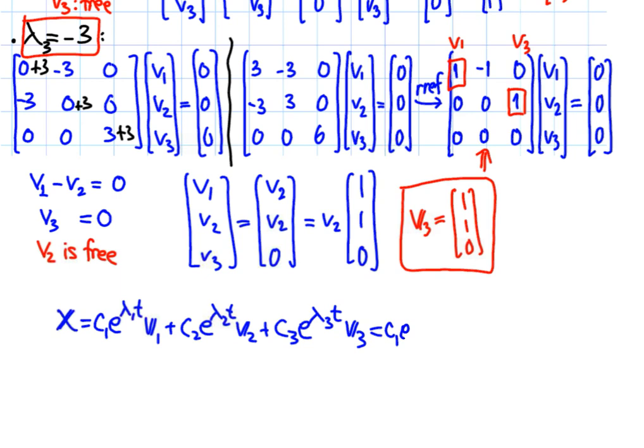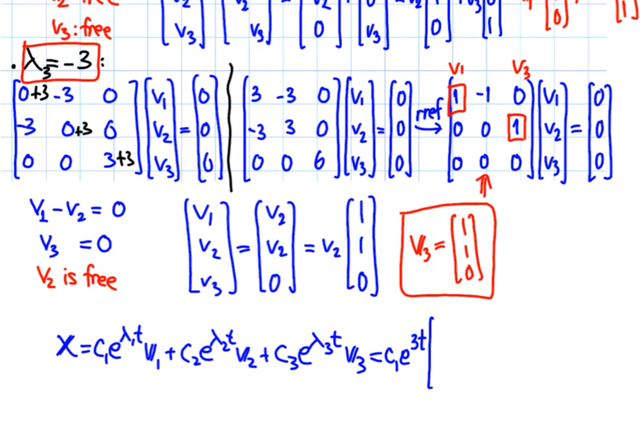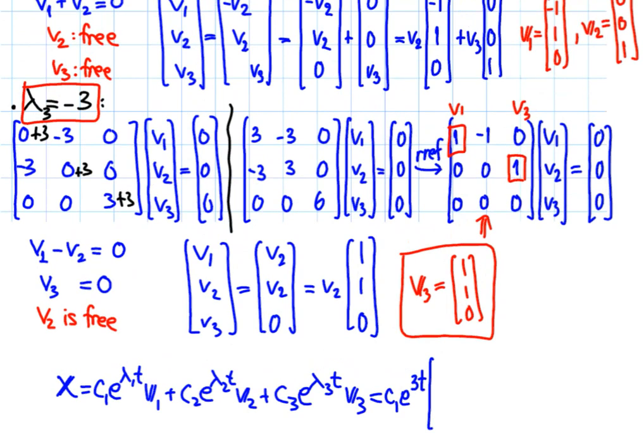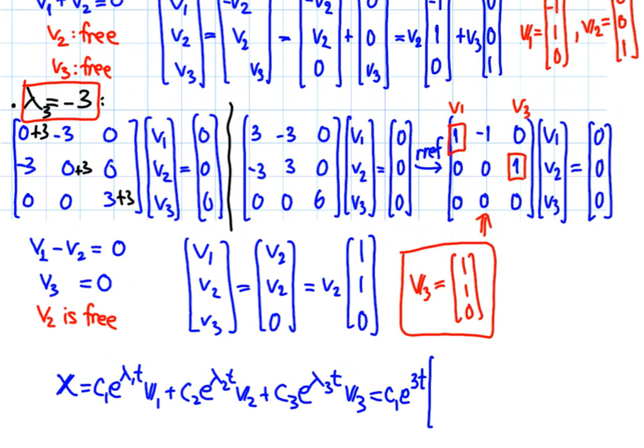C1 e to the lambda 1, which is 3t, and the first vector was negative 1, 1, 0, plus C2 e to the 3t, V2 is 0, 0, 1, and plus C3 e to the negative 3t. The vector is 1, 1, and 0.